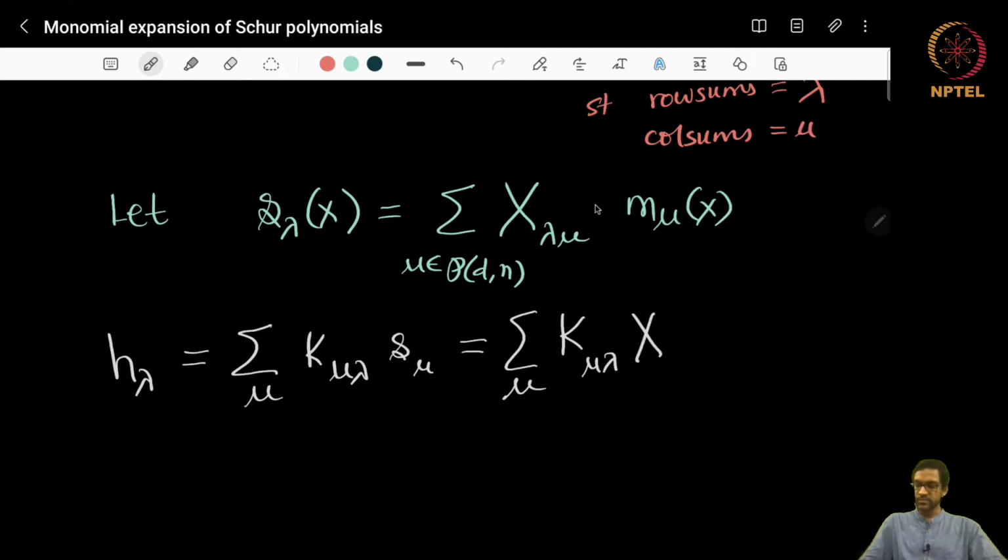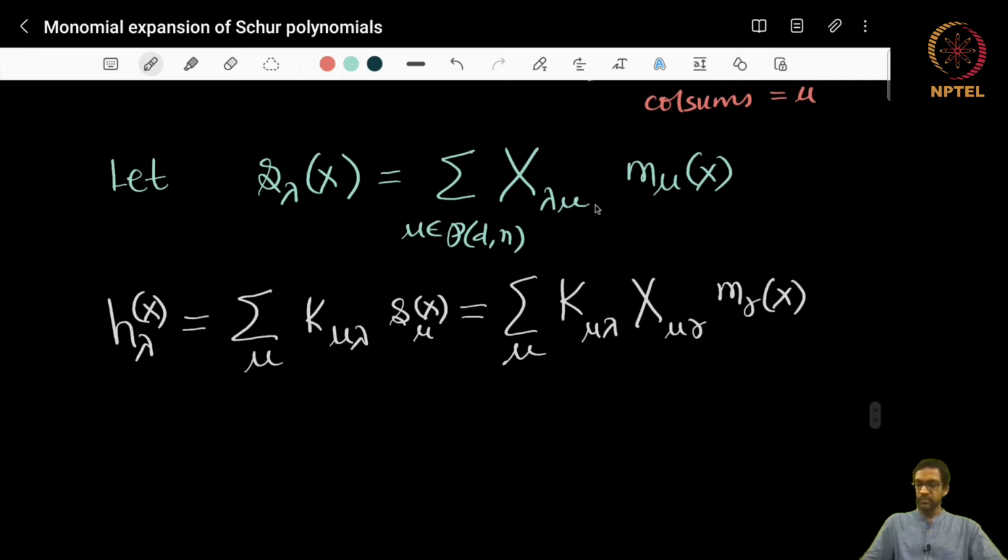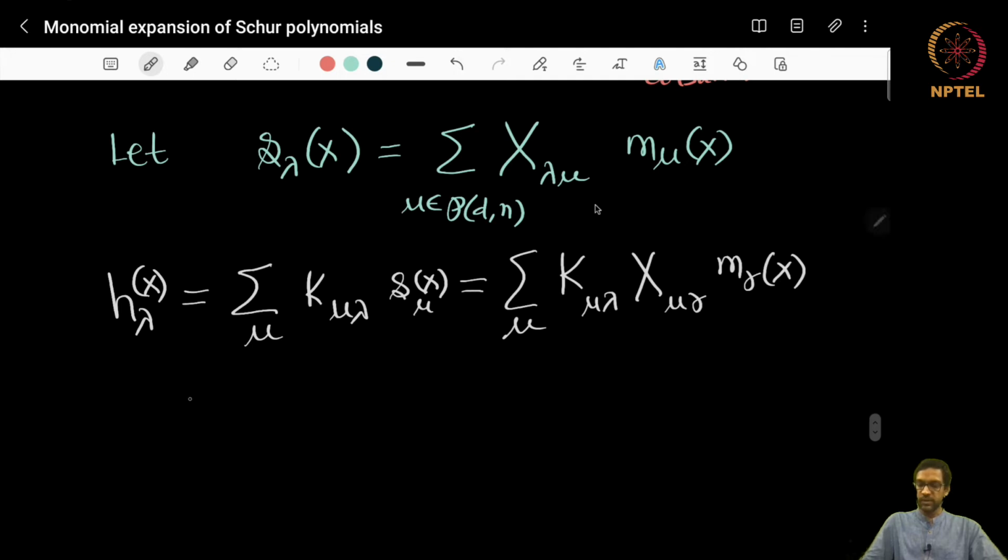So capital X mu, and let me change this lambda to a gamma, m gamma. Okay, so this is h lambda of x is s mu of x, m gamma of x. Okay, so that's going to tell me how to write h lambda in terms of m gamma by multiplying out the two relations. But on the other hand, I already know how to do this. This is given by that matrix capital M lambda gamma times m gamma of x.